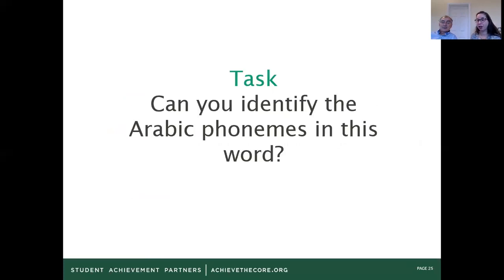So our task for you is to ask you to listen to a word. It's an Arabic word, the word for purple, and see if you can identify the Arabic phonemes. And presuming that many of you do not otherwise speak Arabic, that task is set up for you to just listen to this word. Can you identify the phonemes?